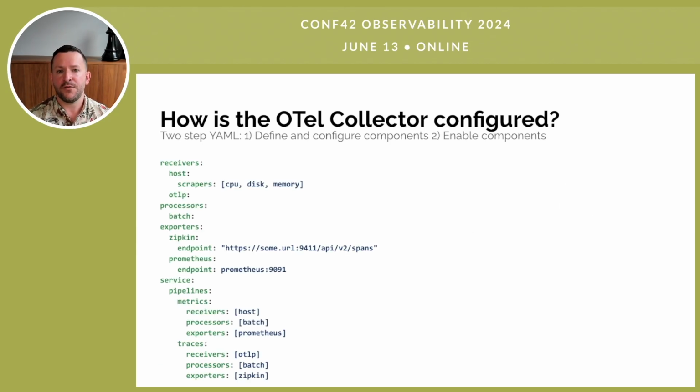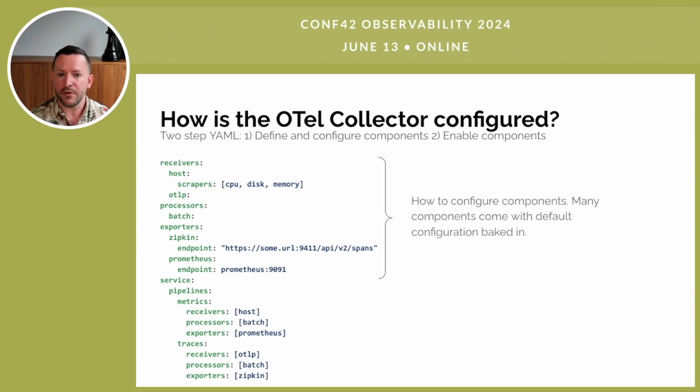Now, the collector is configured through YAML, very, very common in cloud-native environments, for example in Kubernetes, and it's really a two-step process. So all of those components I talked about, they have to be defined and configured in this YAML. On the top half of the example that you see on the screen, you will see things like receivers, processors, and exporters being defined. And you can define more than one of them.